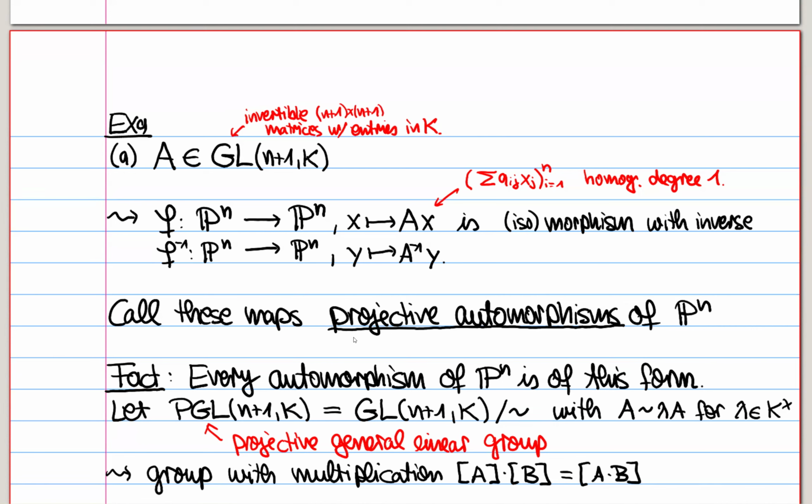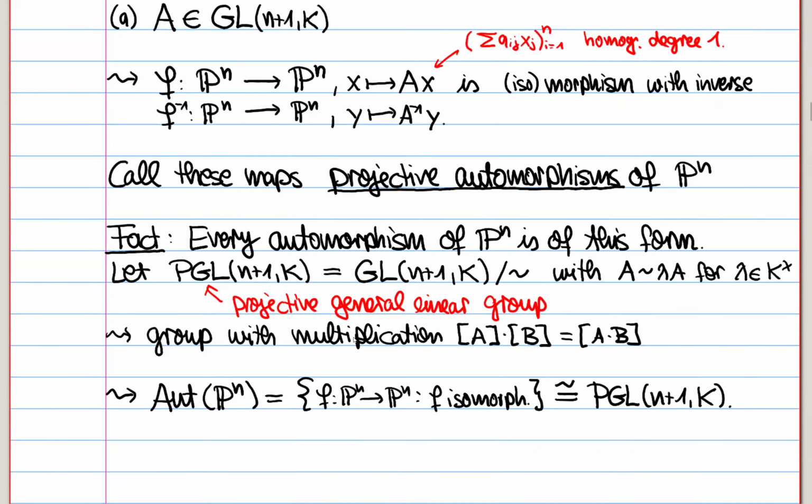If you recall, an automorphism is an isomorphism from a space to itself. And so this name fits. And there's a cool fact, namely that every automorphism of Pn is of this form. So it's a complete classification. We should note one thing. There's some slight ambiguity which we want to get rid of.